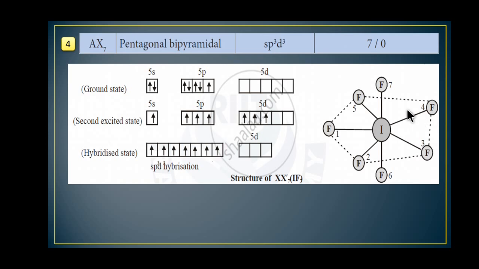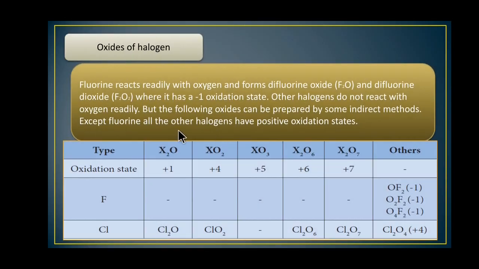So the structure of AX7 is pentagonal. Penta means 5, pentagonal bipyramidal. Okay, 1 2 3 4 5. It's a pentagonal bipyramidal structure. So the bond between iodine and fluorine: 1 2 3 4 5 6 7. All are in a bond, so no lone pair. Lone pair is 0. Okay, and next we are going to discuss oxides of halogen.